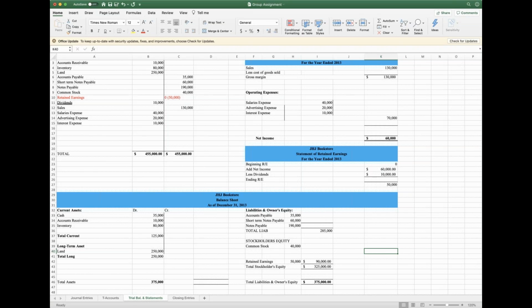Okay, so I'm still kind of confused. So for the closing entries, are we just putting the amount that is left on the charts or on the statements? Because I am not following on the closing entries.